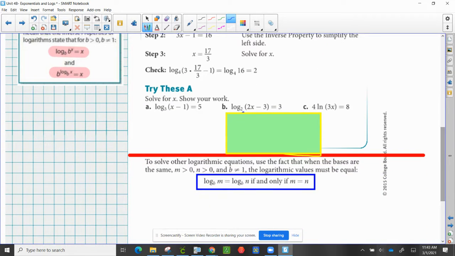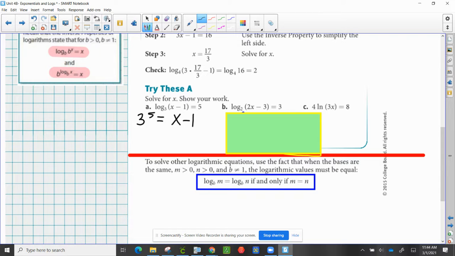But let's start with A here. So we have log base 3 of x minus 1 is equal to 5. So there's nothing around the log that we really have to worry about. So what we're going to do is just start by rewriting this as an exponential statement. So that would become 3, remember it's 3 to the 5th power, is equal to x minus 1. So it's always your base equal to the exponent. So your base to the power equal to whatever's with the log.